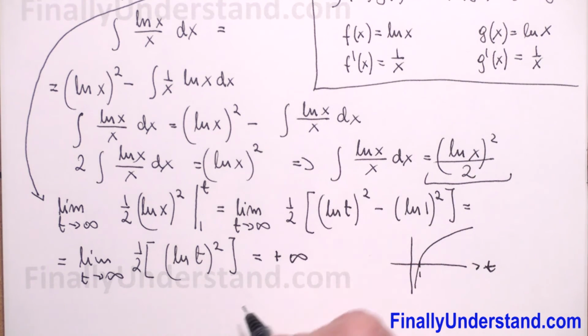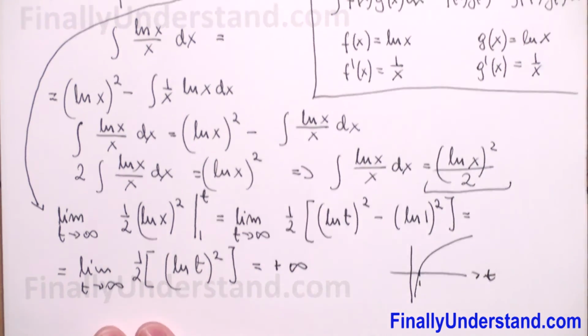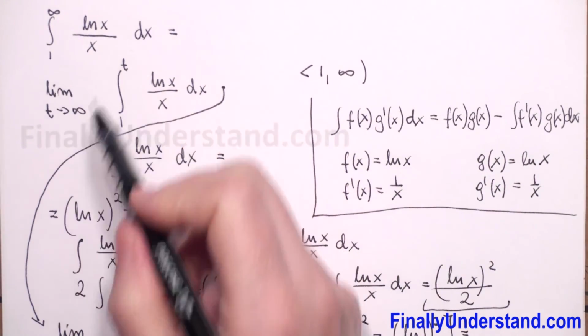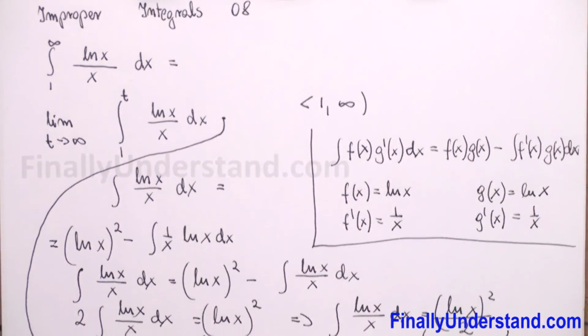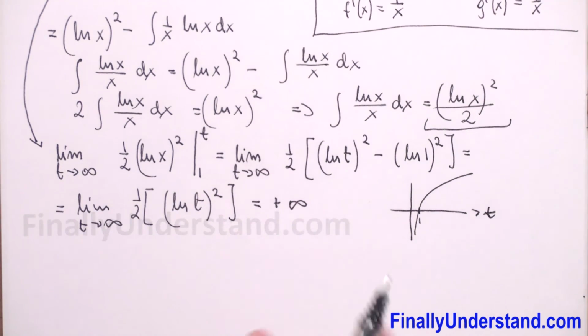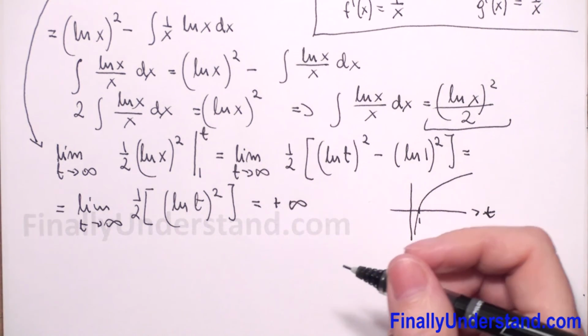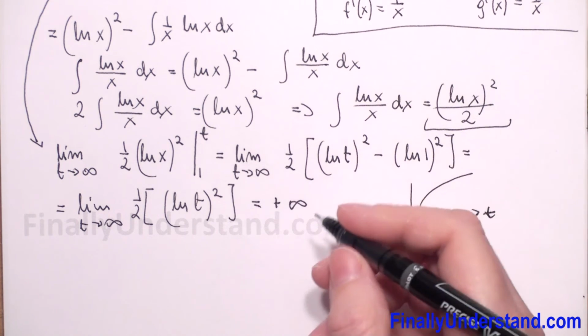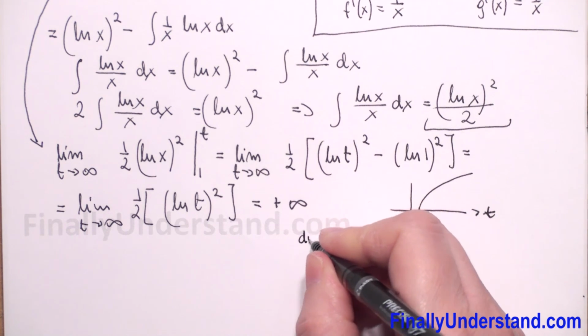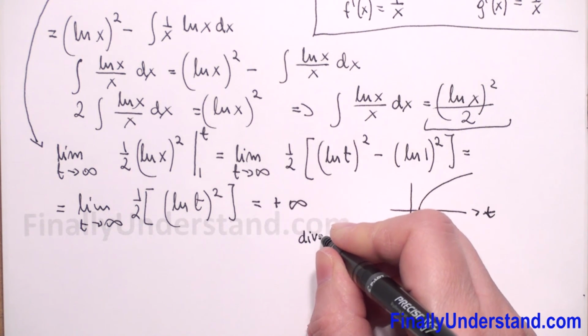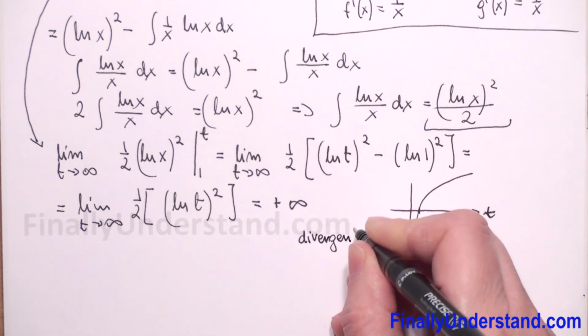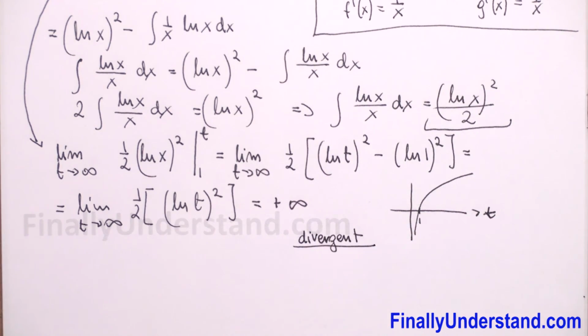infinity. So it means that our original integral, which we had at the beginning, is divergent because we didn't get a finite number. Let me write this. Divergent. This is my solution.